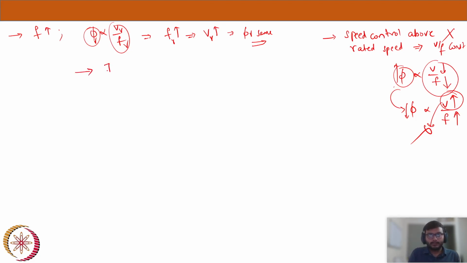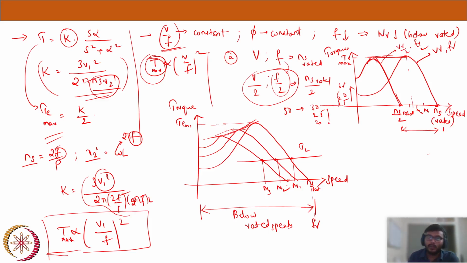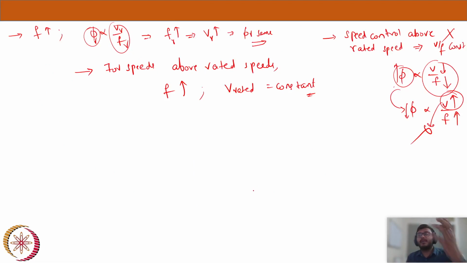Now for speeds above rated speeds, frequency will increase, my voltage will be constant, right? Now we have seen how my torque speed curve will look for below rated speeds. Now how will my torque speed curve look for speed control above rated speeds?